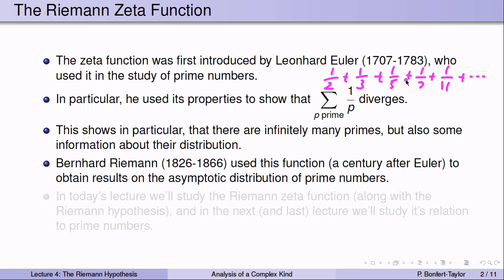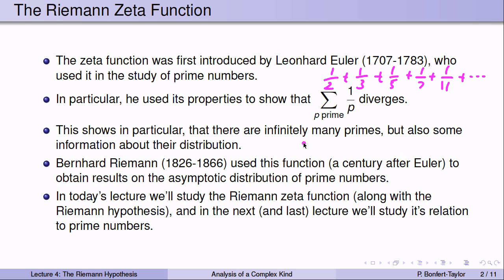Bernhard Riemann used the zeta function a century after Euler to obtain results on the asymptotic distribution of prime numbers. Bernhard Riemann's work was seminal in making progress on the distribution of prime numbers. And again, we'll talk more about that next class.